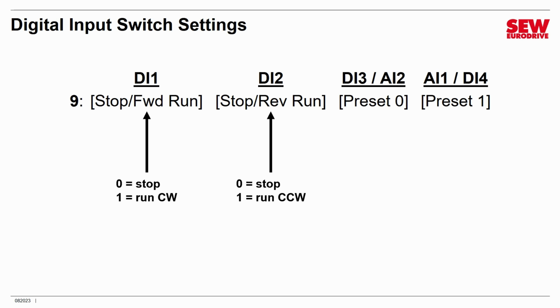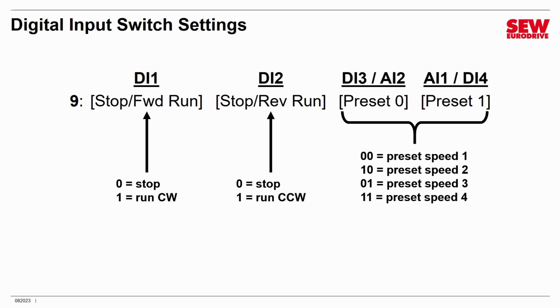Digital input 1 and digital input 2 control both whether the drive can run or not and what direction it runs in. Digital input 3 and analog input 1, digital input 4 select one of 4 fixed set points, so they together form a 2-bit binary number. Incidentally, this is why I told you how you can use the potentiometer as a switch, because you're using it, in this case, as a bit for selecting one of your presets.